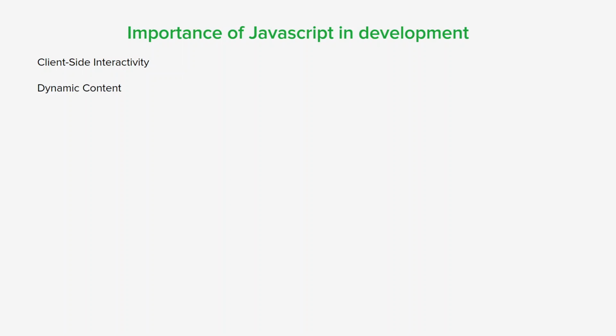JavaScript allows developers to update content on a web page without requiring a full page refresh. This dynamic content loading leads to faster and smoother interactions, overall improving the user experience. And with JavaScript, developers can build responsive web applications that adapt to different screen sizes. This is really crucial for providing a seamless experience across desktops, tablets, and smartphones.